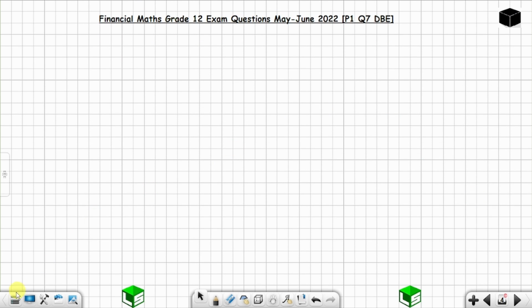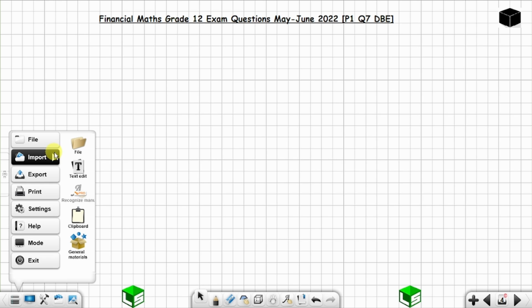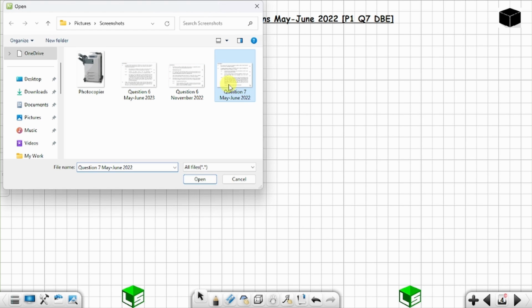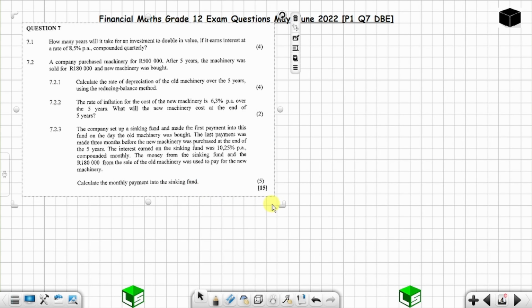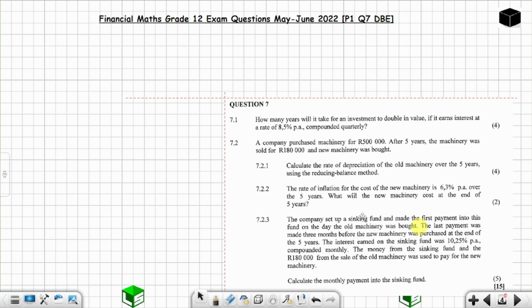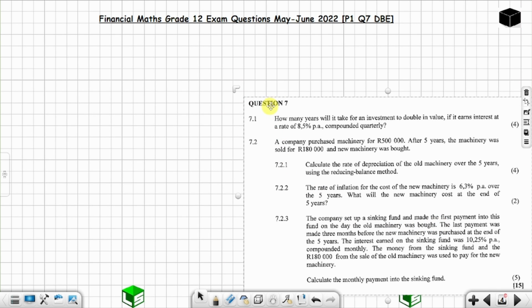We're still on question 7. Let me get the question. Question 7 from May-June 2022. This is the question. Now we are going to answer question 7.2.3. Let's start from here.